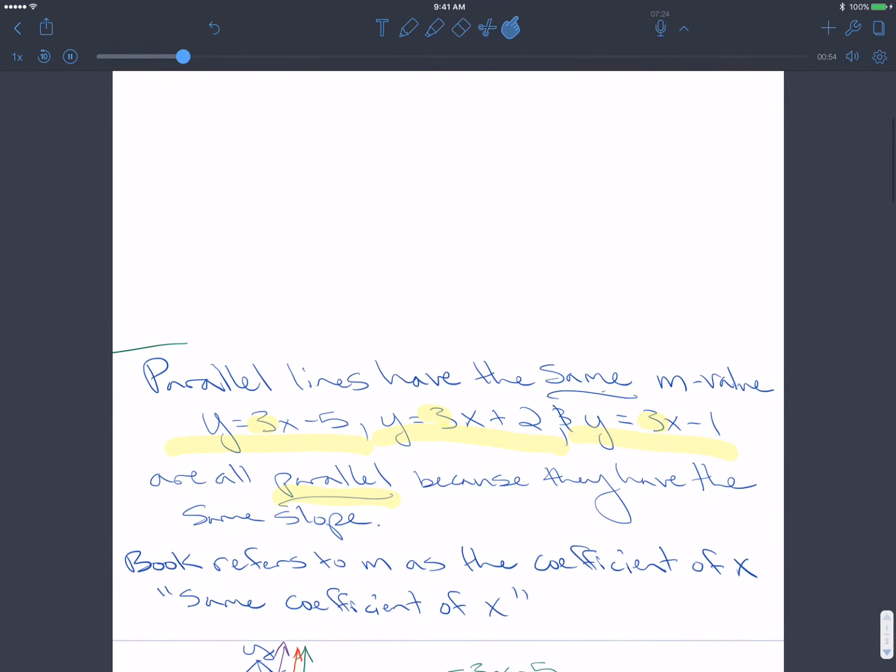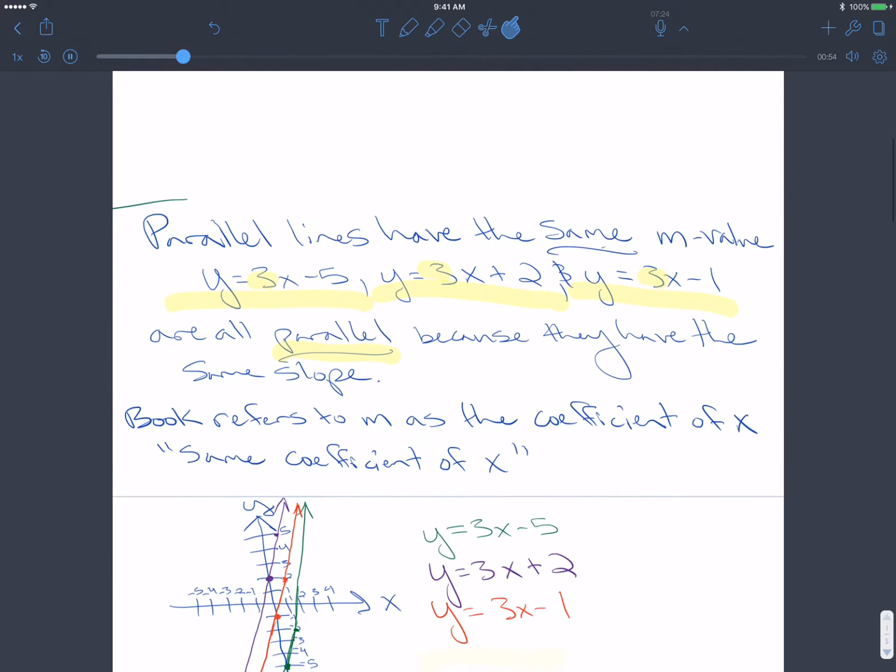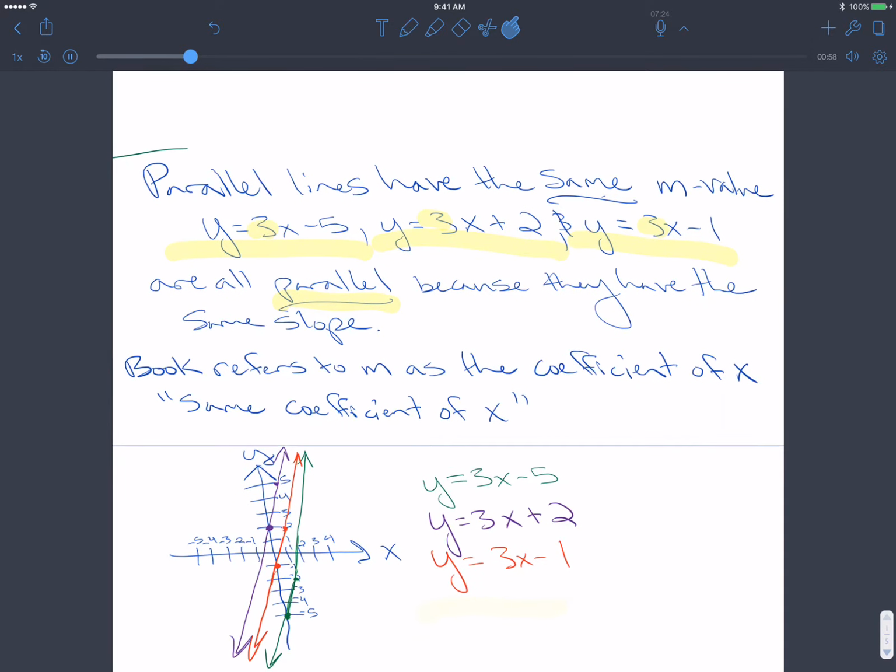An example here, if I take those three lines and I sketched them for you, I did the first one in green, the second one in purple, and the third one in red. Obviously it's drawn by hand, so they're not perfect, but if you were to graph all three of these on your calculator, you would see that they're all parallel.